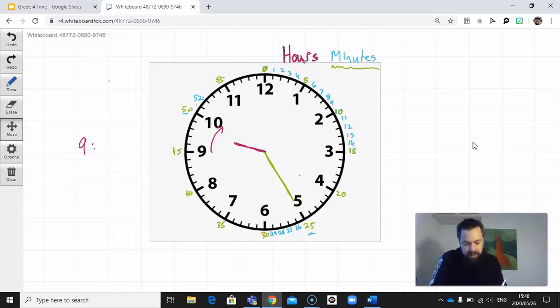And I'm going to look at my minute hand. Now remember, with my minutes, I'm counting the numbers on the outside. So I've got it written there, but I'm going to count anyway. 5, 10, 15, 20, 25. So the minute hand is pointing to 25. So my time is 9:25.